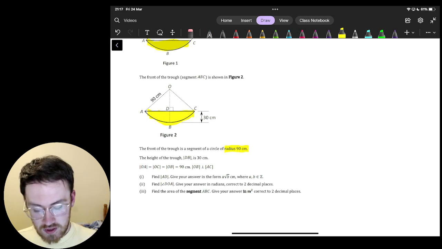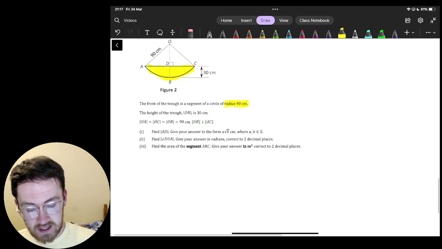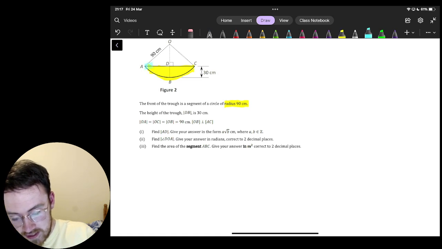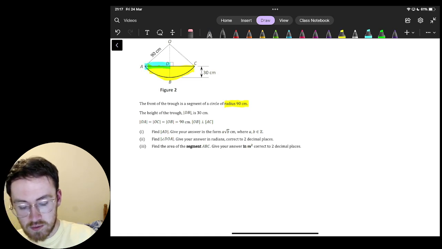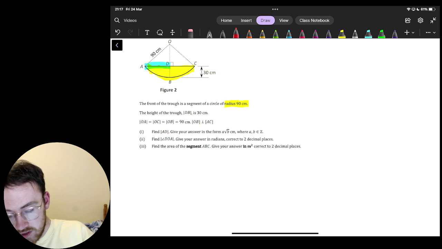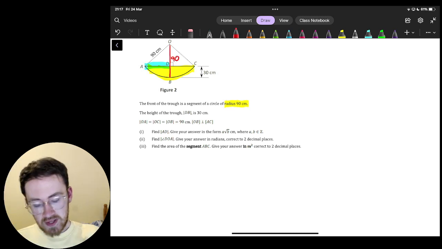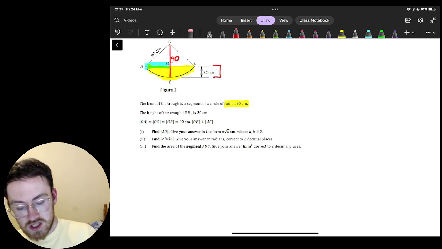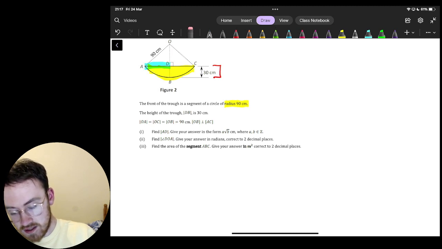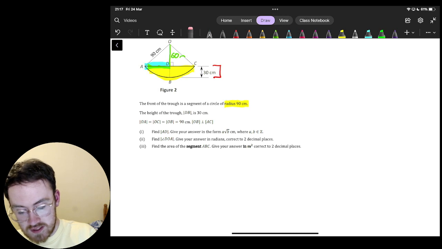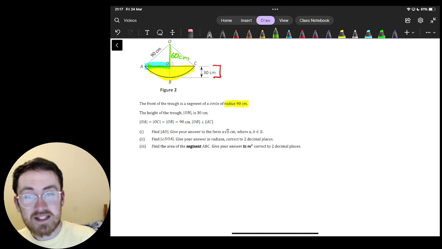So the first part asks us to find AD. Find the line AD. So AD is this line here. And in order to find that one, we need to use some simple points. This part here would be the radius of the circle, which we already know is 90 centimeters. And if this part here is 30 centimeters, well then that means OD, if I draw that in with another colour, this part here would be 60 centimeters. Sorry, I've been saying degrees, centimeters obviously. So that would be 60 centimeters.